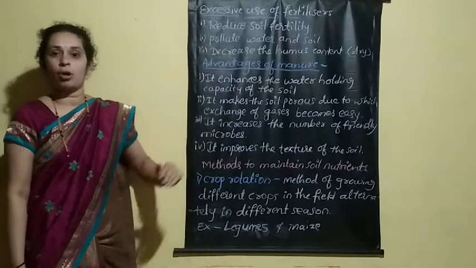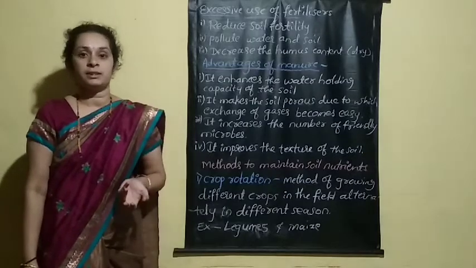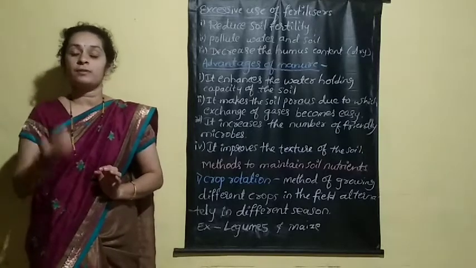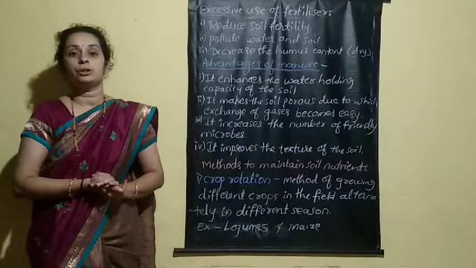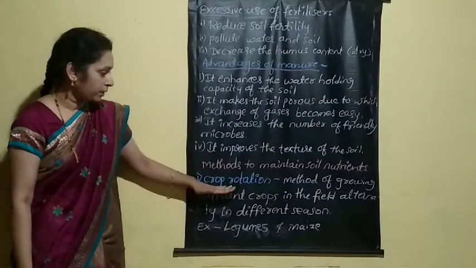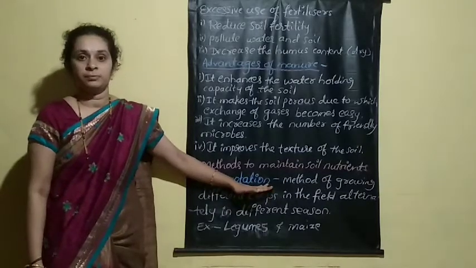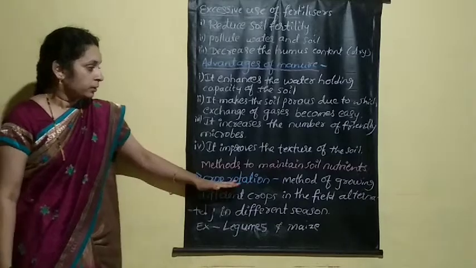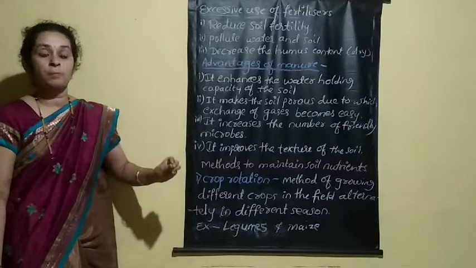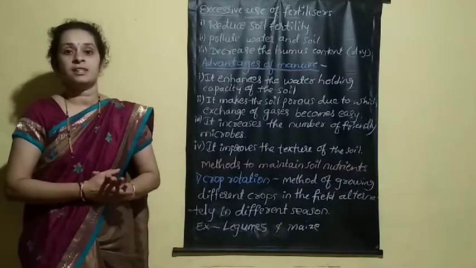Now to maintain the soil nutrients, we can follow some other methods. Different methods are used to maintain the soil fertility or soil nutrients. They are very important. The first method we have to discuss is the crop rotation method. In this method, farmers grow crops alternately, one after the other, in different seasons.